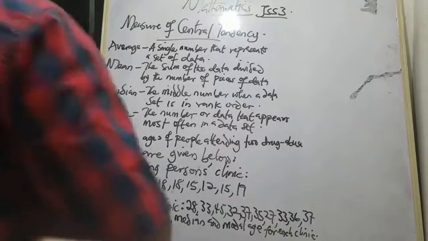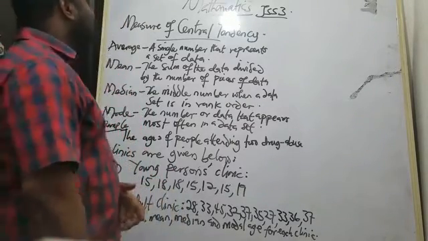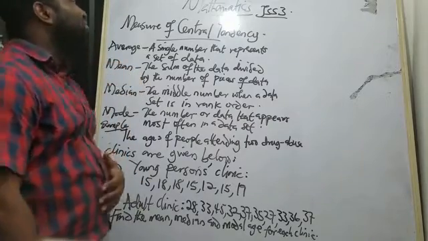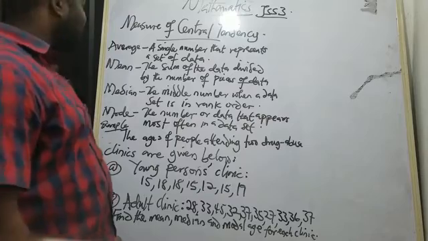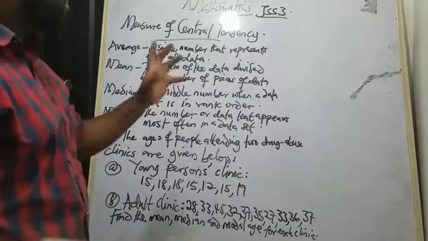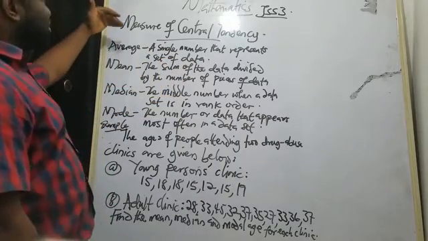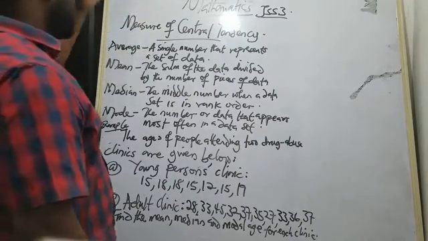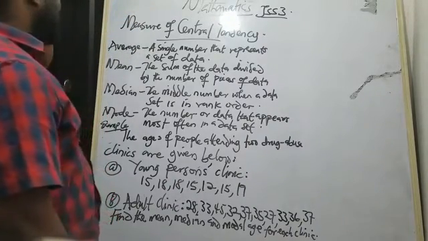Good day students. Today we are dealing with measure of central tendency. There are things we must know. The meaning of average: it's a simple number that represents a set of data.